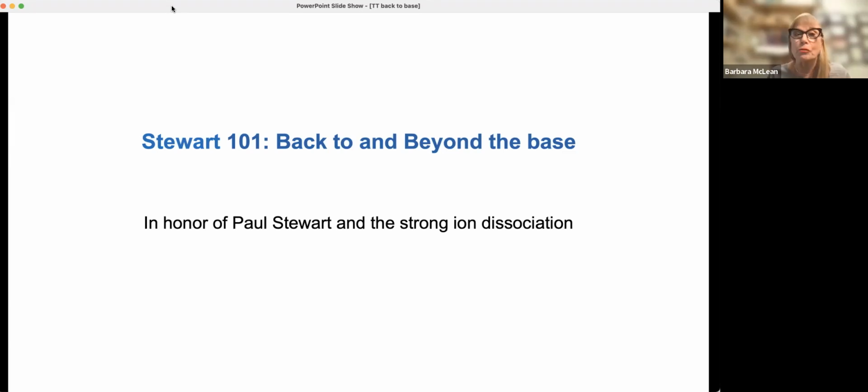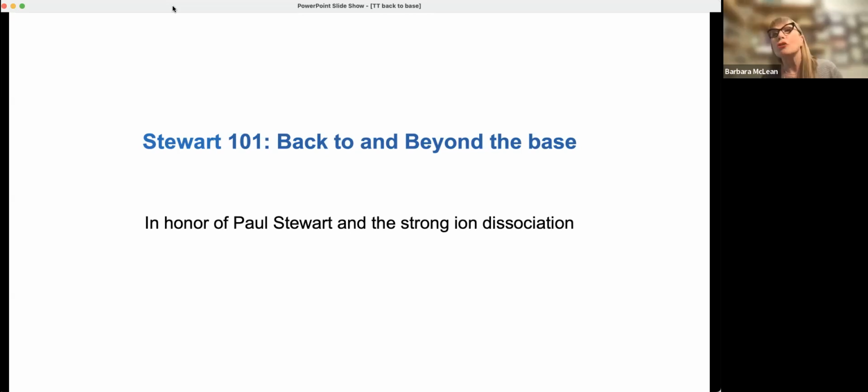This is in honor of Paul Stewart, who was really the developer of the understanding of the role of the base deficit, as well as understanding strong ion dissociation, often referred to as SID, not SIDS like with the neonates, but strong ion dissociation. And oftentimes the equivalent is Stewart ion dissociation.